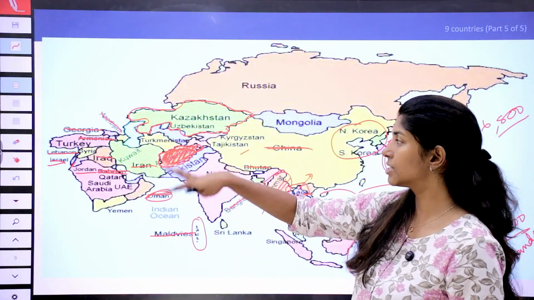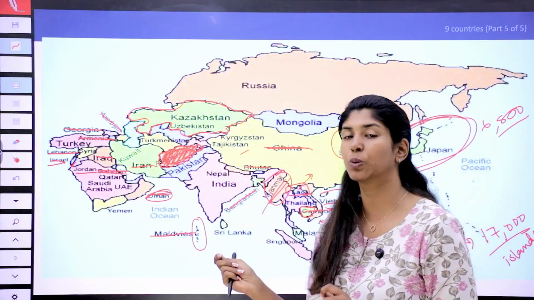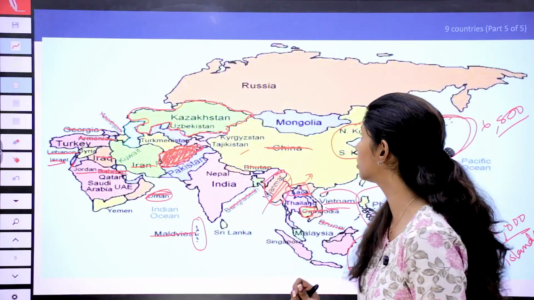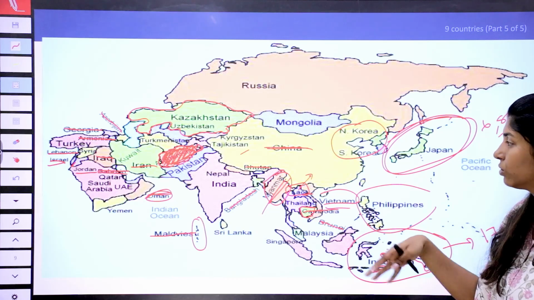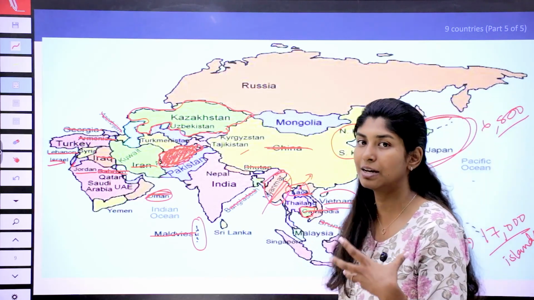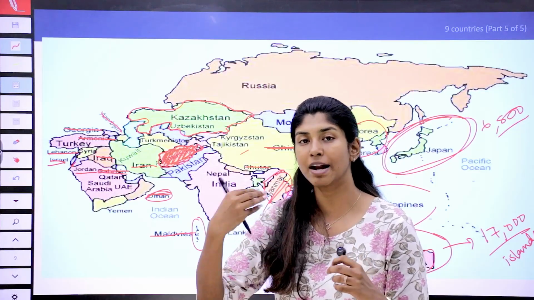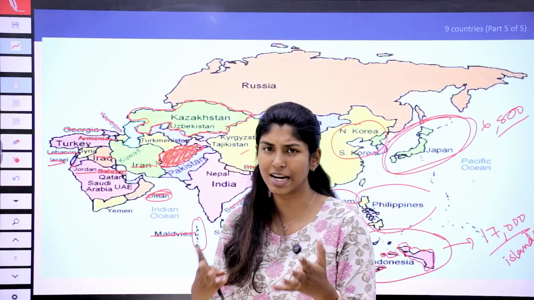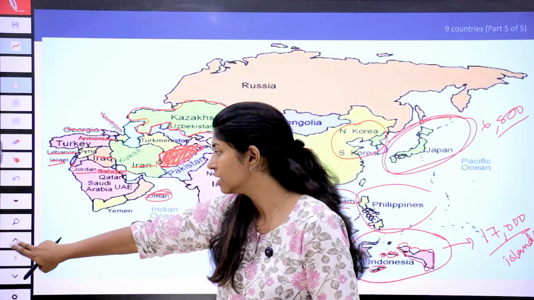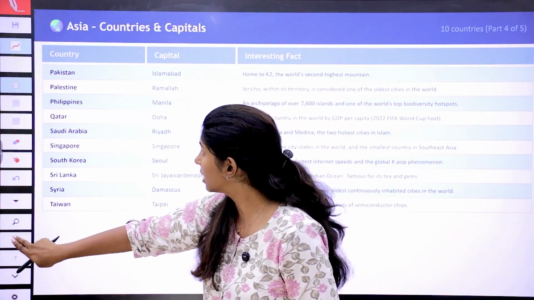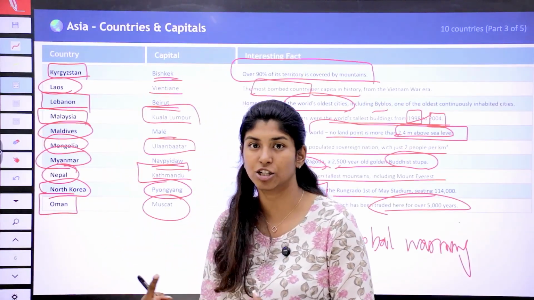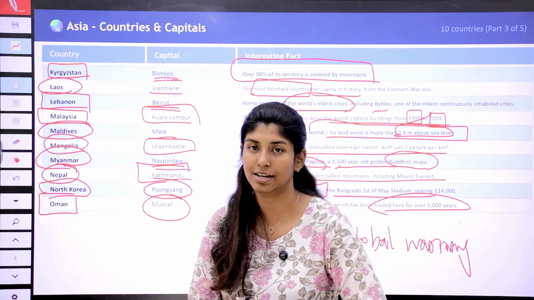So when you're seeing it in the map, try to connect it with the facts that we learned about today. That's how you can revise it and have it in memory. Try to locate those things. So kindly keep an atlas with you, Oxford Atlas or any atlas, before starting the map classes. There are still so many countries left in Asia, and we will see that in the next class. Thank you.